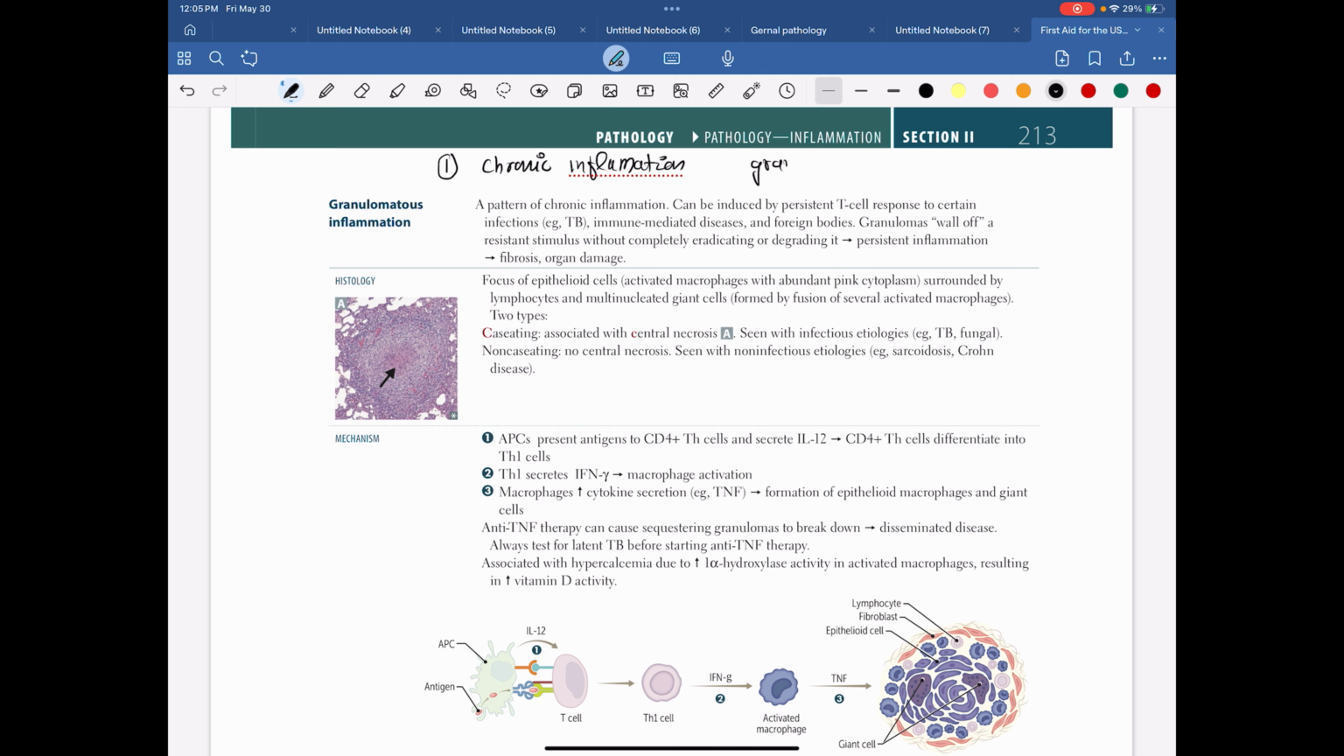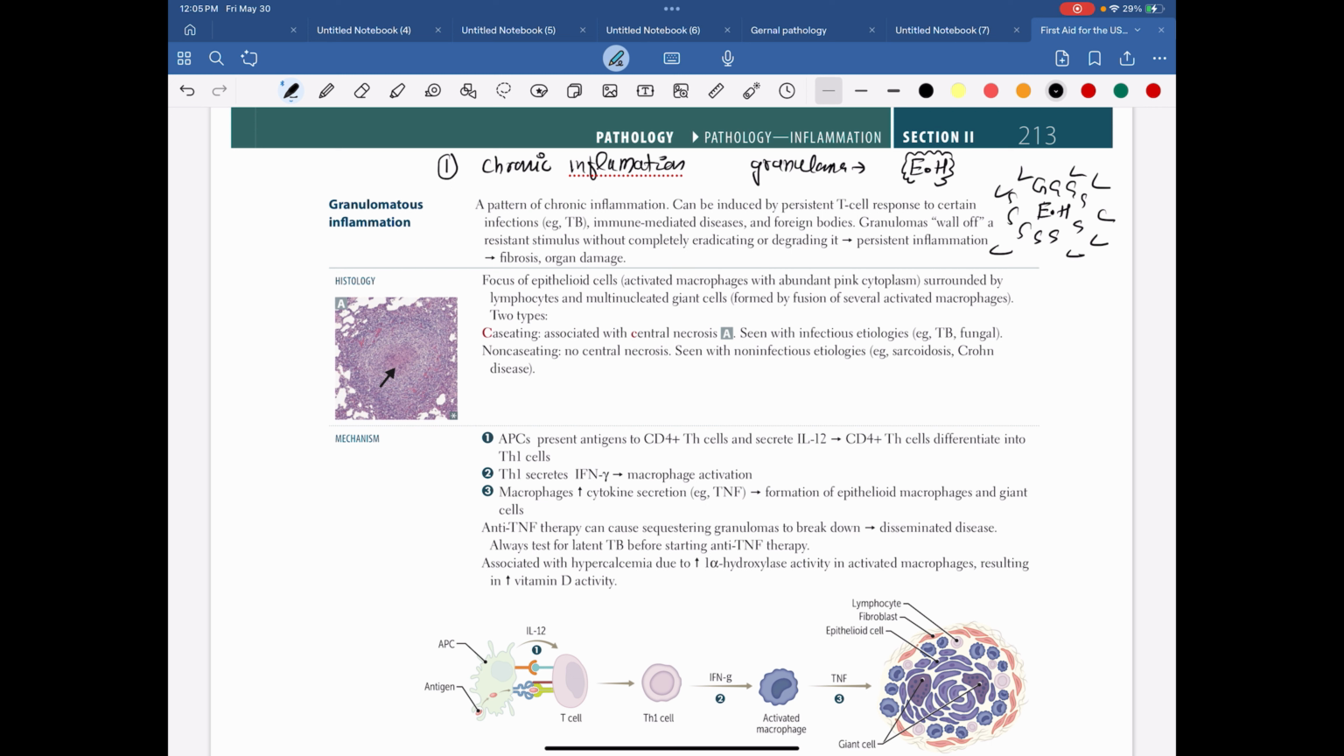So basically, granuloma is made up of different things. First one is the epithelioid histiocyte. What are epithelioid histiocytes? Basically, these are macrophages with abundant pink cytoplasm. Then these epithelioid histiocytes are surrounded by giant cells. Suppose in the center we have epithelioid histiocytes, and on the side of them we have the giant cells. On the side of these giant cells we also have the lymphocytes. So basically this is the structure of a granuloma.